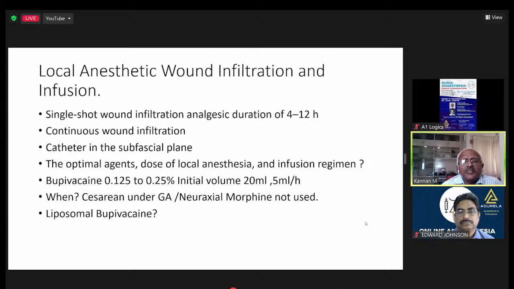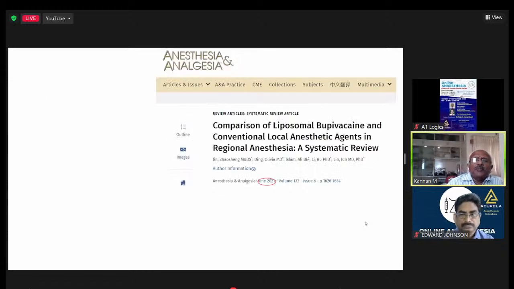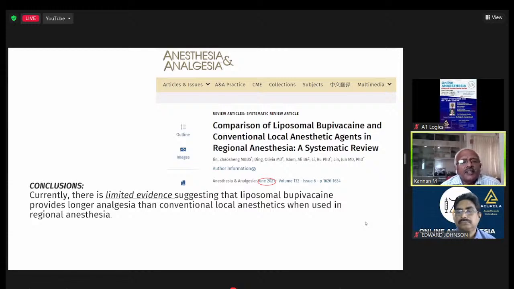And sometimes if we don't use neuraxial morphine, this local infiltration will be very useful. Nowadays, much talked about liposomal bupivacaine is supposed to act for a longer time. But a paper published recently, a comparison of liposomal bupivacaine and conventional local anesthetic agent in regional anesthesia, a systematic review, concludes that currently there is limited evidence suggesting that liposomal bupivacaine provides longer analgesia than conventional local anesthetic when used in regional anesthesia. So, the silver bullet of liposomal bupivacaine is questioned.